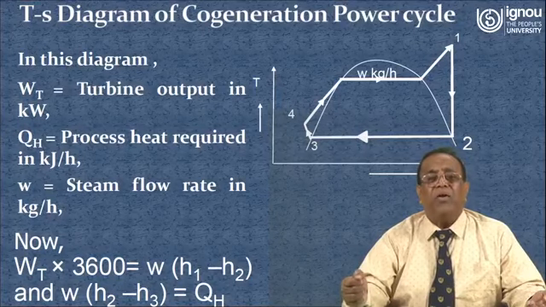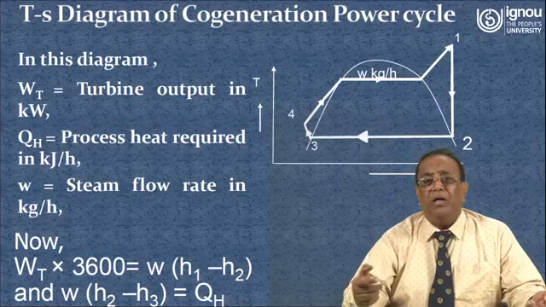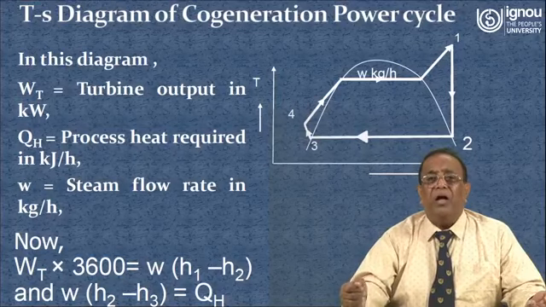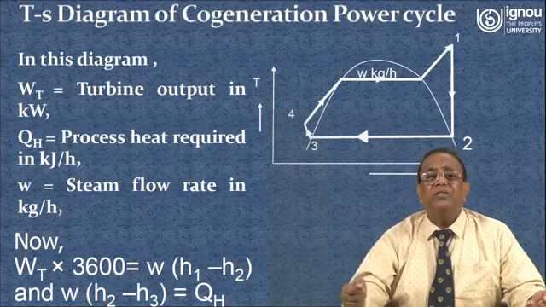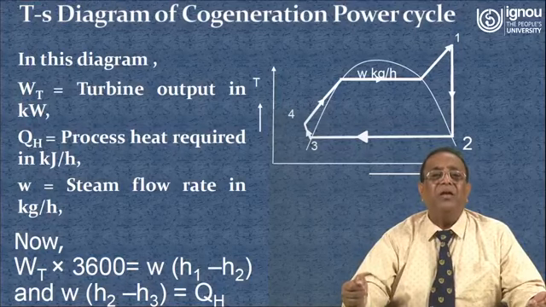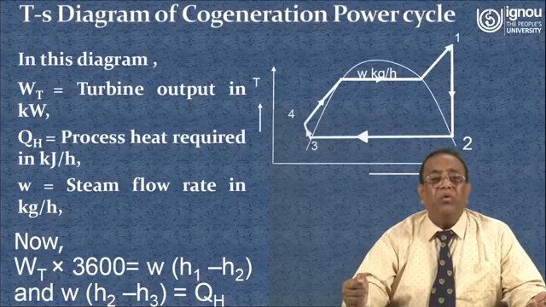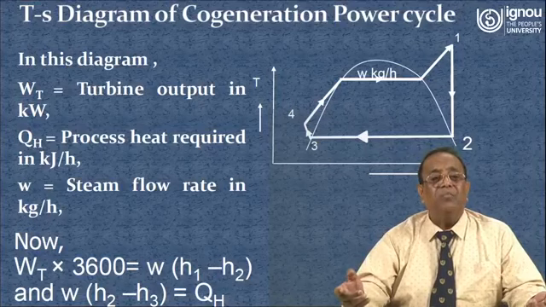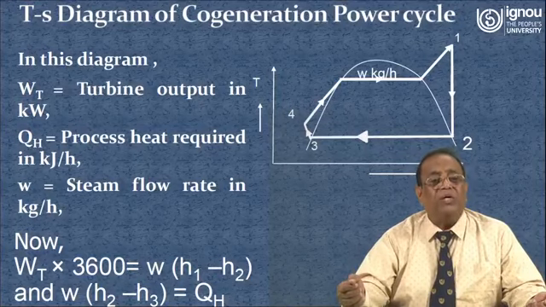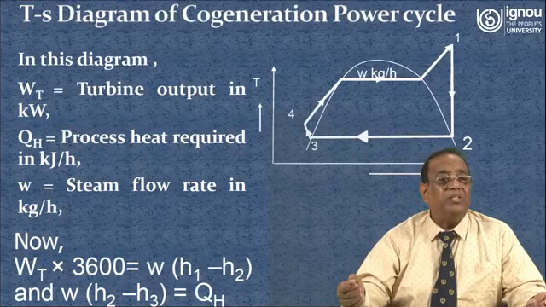Now, turbine work is from 1 to 2, where H1 is the enthalpy at the beginning of the process in the turbine, and H2 is the enthalpy at the exit point of the turbine. So, w into H1 minus H2, that is the work done by the turbine. So, it is equal to WT multiplied by 3600.